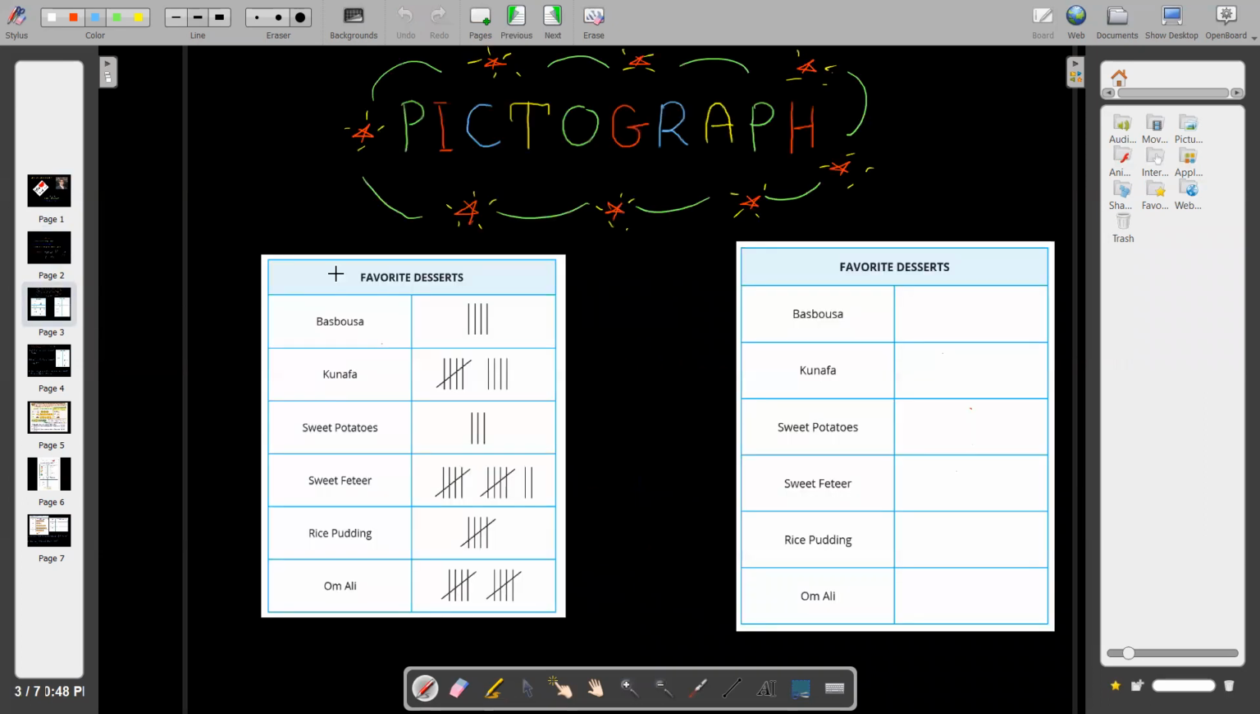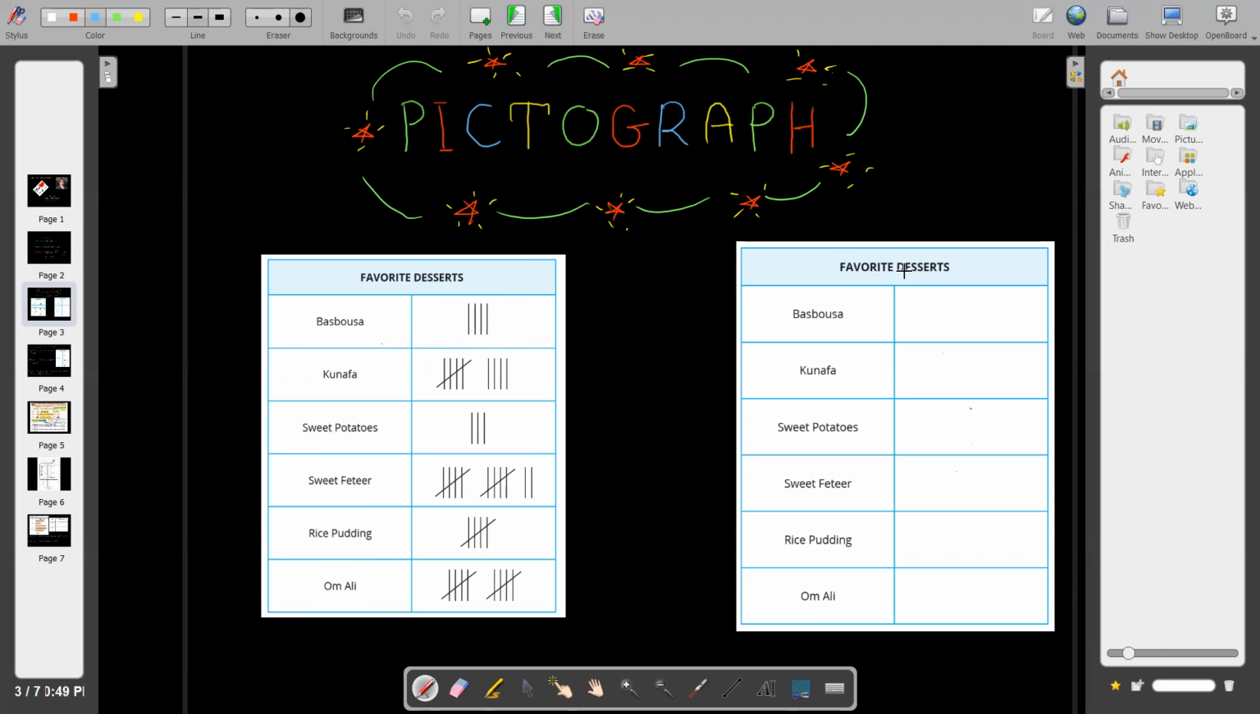Let's take the first question. This is the first question in your school book. It's talking about favorite desserts: basbousa, kunafa, sweet potatoes, sweet fatir, rice pudding, Mali. And these are the numbers of children who like these desserts. All are Egyptian desserts.